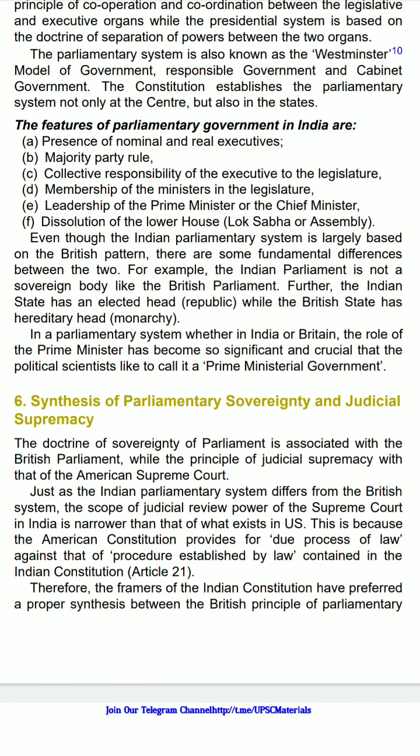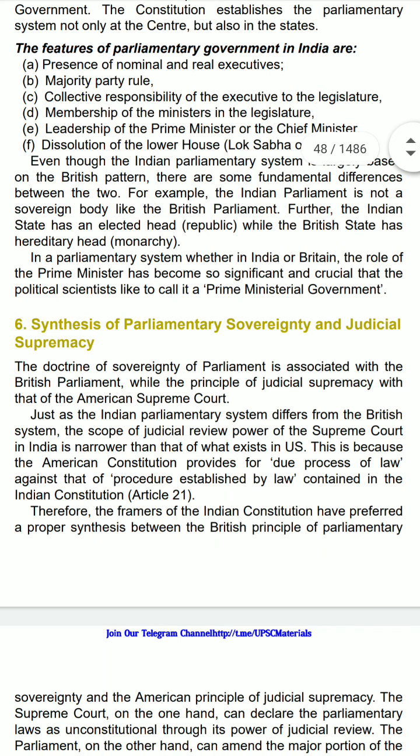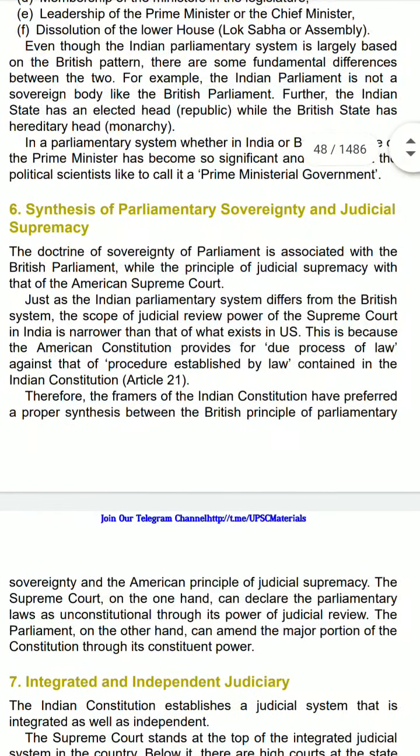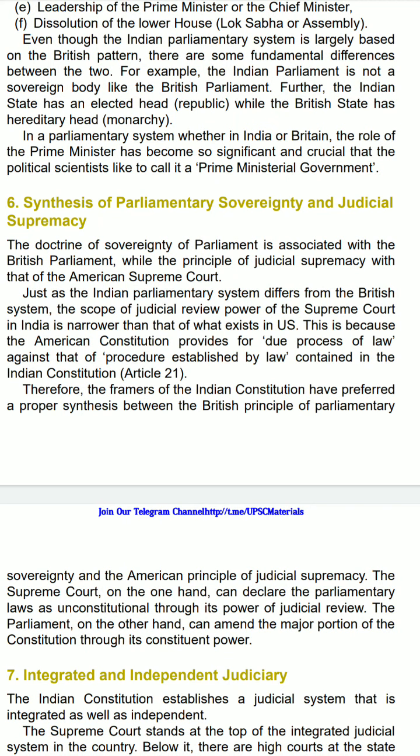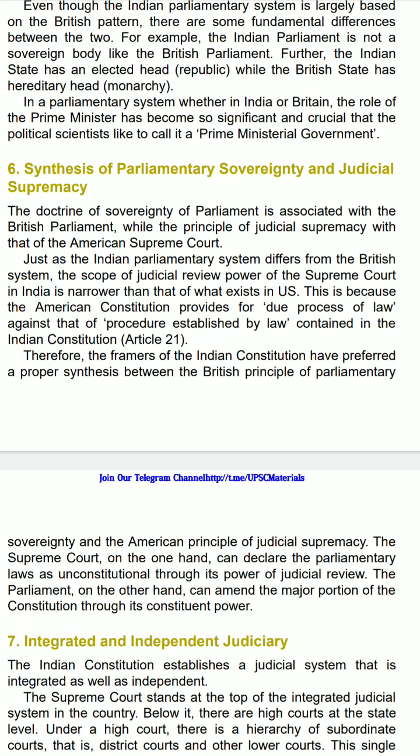Sixth, synthesis of parliamentary sovereignty and judicial supremacy. The doctrine of the sovereignty of the Parliament is associated with the British Parliament, while the principle of judicial supremacy is associated with the American Supreme Court. Just as the Indian parliamentary system differs from the British system, the scope of the judicial review power of the Supreme Court in India is narrower than what exists in the US. This is because the American Constitution provides for due process of law, as against the procedure established by law contained in the Indian Constitution.